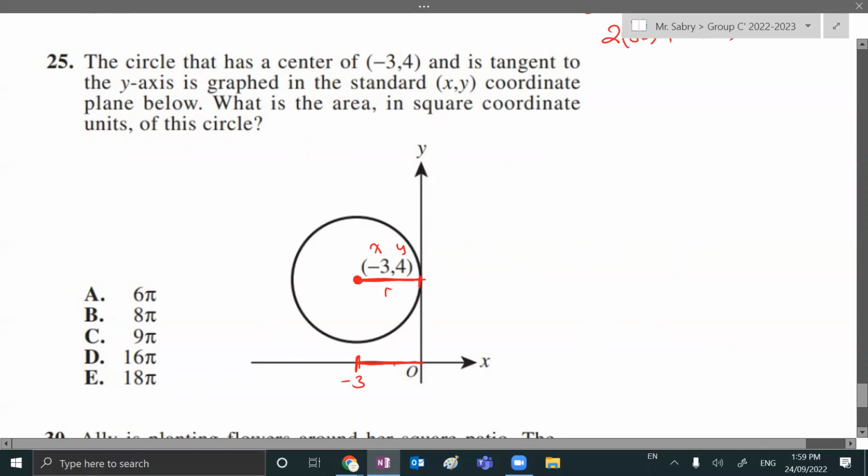It's not negative 3. Yes, this is not negative 3 on the x axis. It's not here, guys, on the x axis it's at zero. So 0 to negative 1, then negative 1 to negative 2, and then negative 2 to negative 3. So how many units did we move? 3 units. So the radius here is 3. So what's the area? Pi times 3 to the power 2, which is 9 pi.